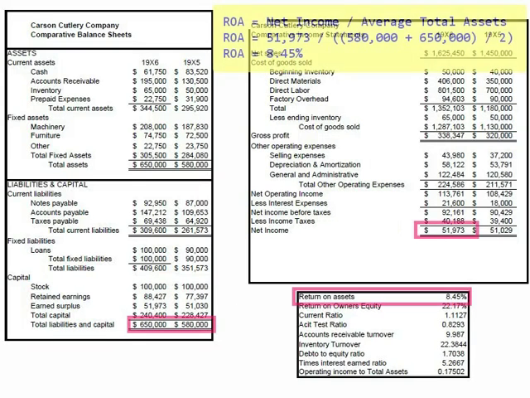The return on assets is computed as the net income divided by the average total assets, and in this example the values are 51,973 divided by the average of the total assets over the last 2 years. That's the average between 580,000 and 650,000, for a number of 8.45%, and that's how much benefit we are obtaining out of all the assets that we are employing.